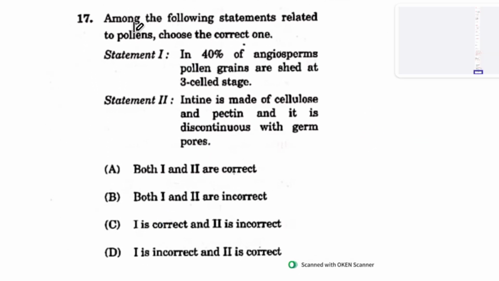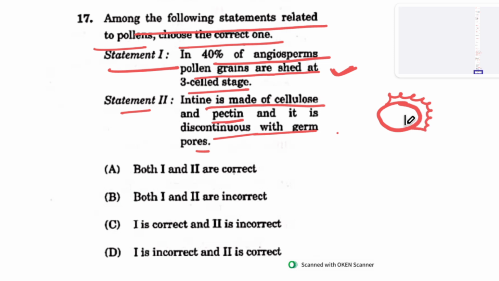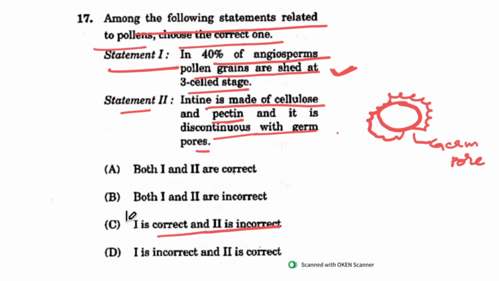17th question. Among the following statements related to pollen, choose the correct one. Statement 1. 60% of angiosperm pollen grains are shed at three-celled stage. It is true. Statement 2. Intine is made up of cellulose and pectin. It is true. And it is discontinuous with germ pore. No. Intine will be continuous, whereas exine is discontinuous, where you will come across a germ pore. So, it is false. Statement 1 is correct. Statement 2 is incorrect. C is the right answer.